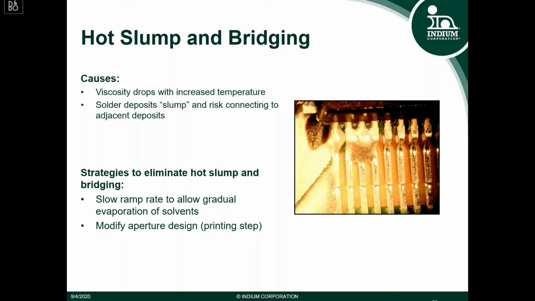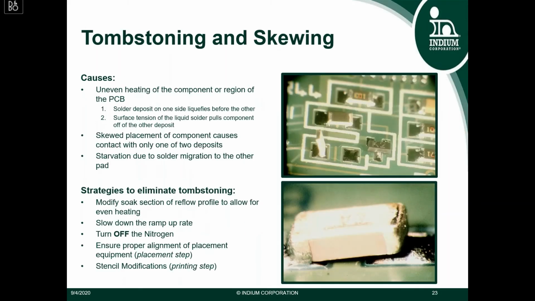Some ways that you could eliminate hot slump and bridging is by slowing the ramp rate of your profile and allowing gradual evaporation of the solvents and chemicals in the flux. There are also many ways to eliminate hot slump and bridging in the printing step, such as modifying the aperture design. However, today we're only talking about the reflow step.